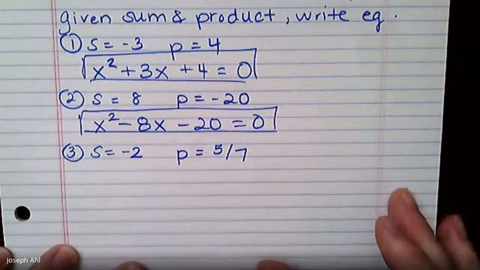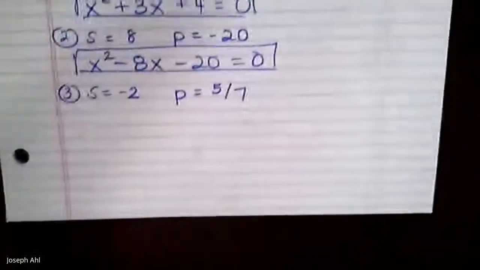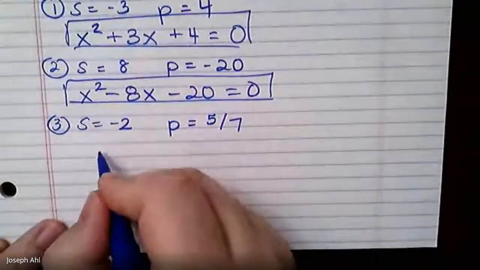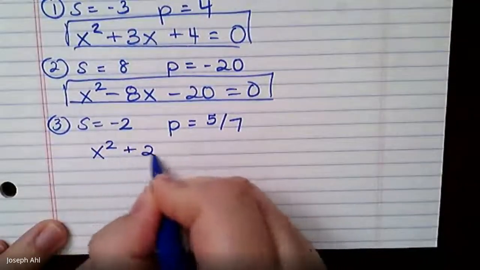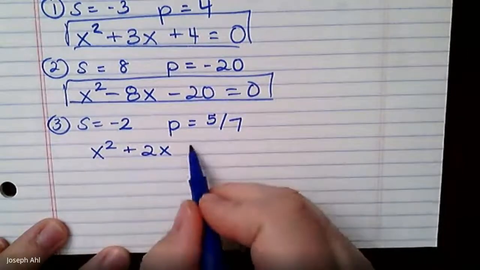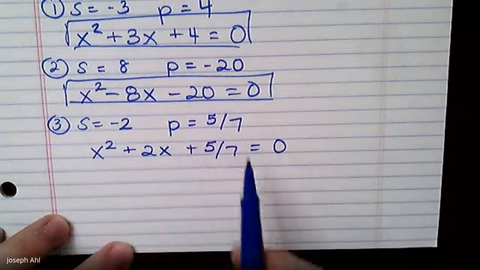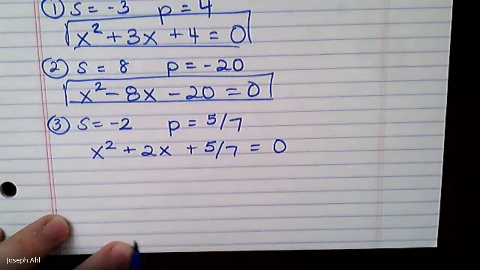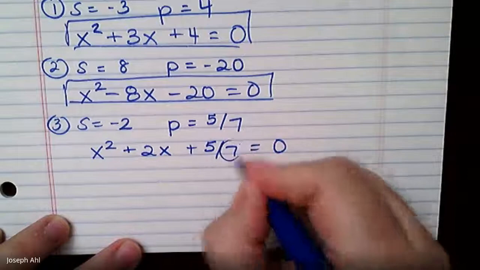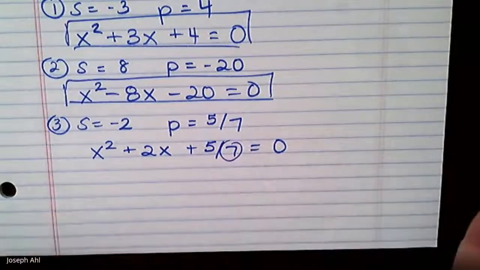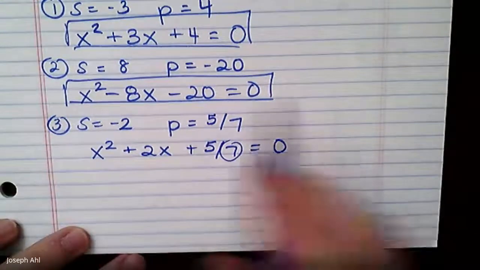And last but not least, sum of negative 2. We saved the best for last, didn't we here? Maybe, I don't know. Okay, so it's x squared plus 2x, right? Change it. Keep the product of 5/7 equals 0. But oh no, we can't leave something with non-integer coefficients. We need integral coefficients. And since there's only one fraction here altogether, the LCD is definitely 7.